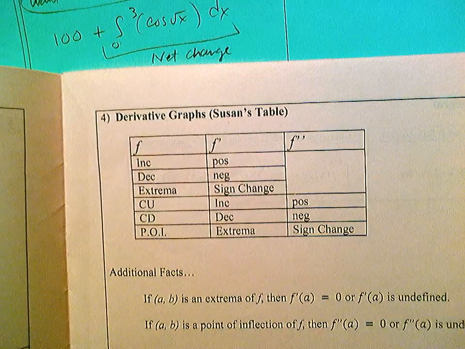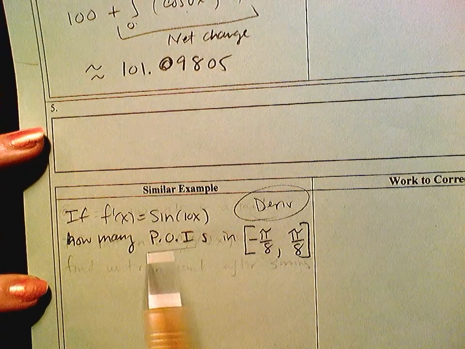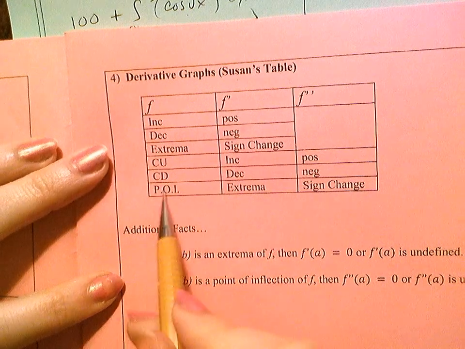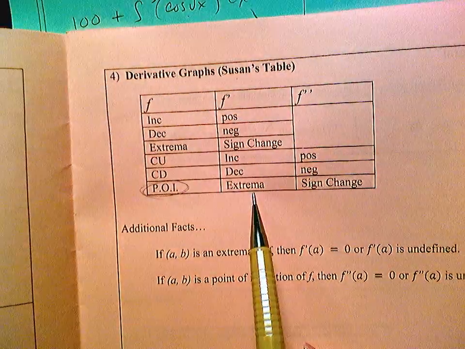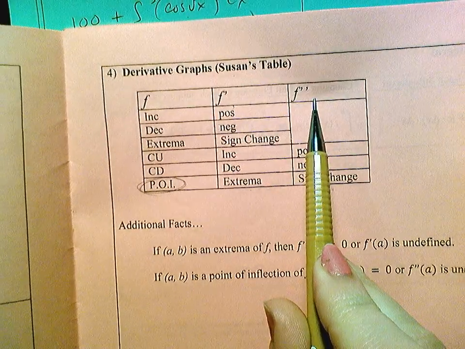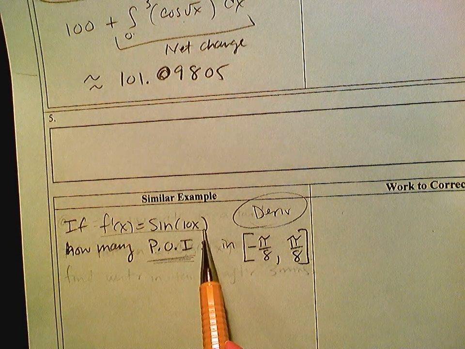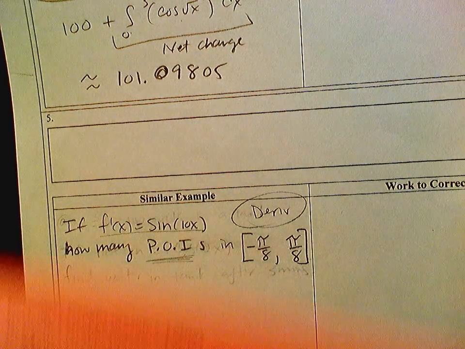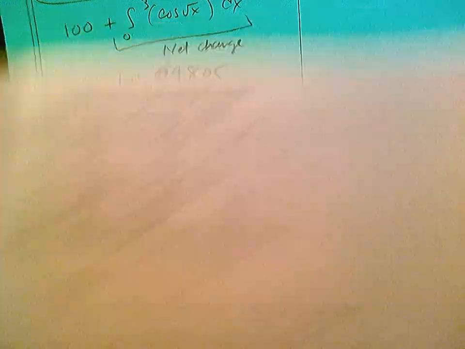So we're looking for points of inflection. In Susan's table, we're either looking for extrema of f prime or sign changes on f double prime. Well, since we're given f prime and we have a calculator, if I were you, I would look for the extrema of f prime.